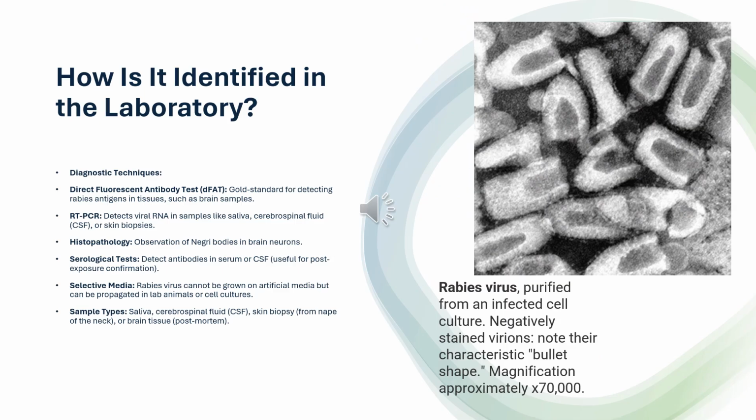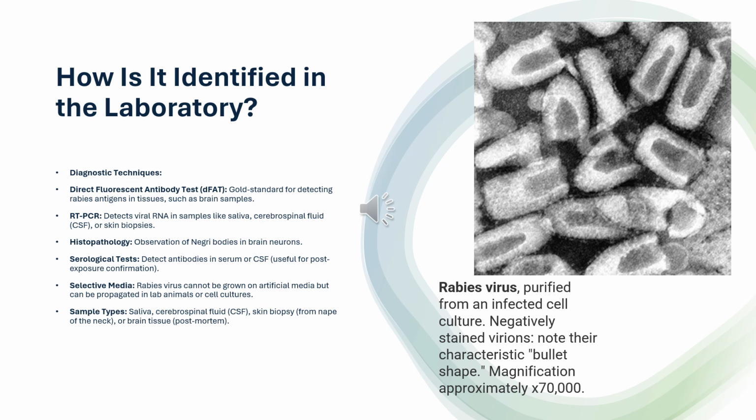So, how do we identify rabies in the laboratory? If you look over to the picture on the right side, that is a picture of the rabies virus. One of the distinct characteristics that it has that we just discussed was how it is shaped like a bullet. There are several different techniques that can be used to identify rabies. The first one is the direct fluorescent antibody test, which is DFAT. It's the gold standard. It detects rabies antigens in tissues like brain samples. The next one is the RT-PCR. It's another method that works for viral RNA in samples like saliva, spinal fluid, or skin biopsies.